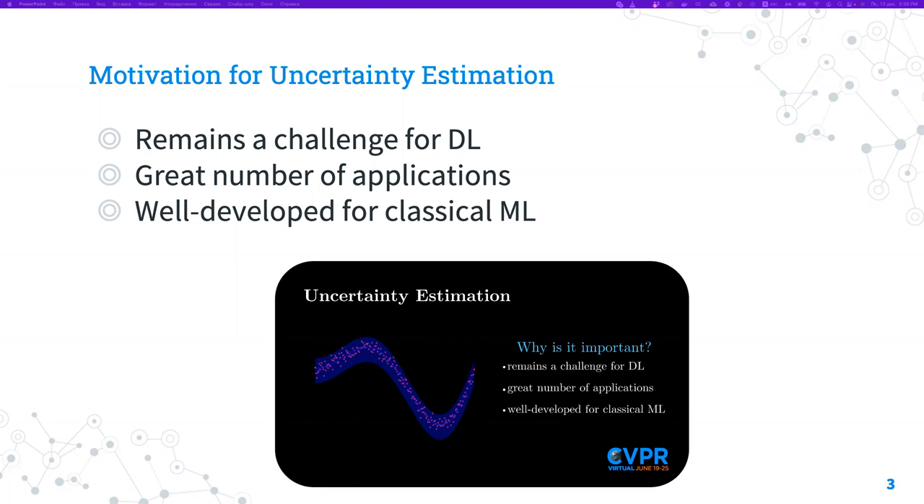So yeah, there are a lot of applications for this. In classical machine learning, there are a lot of methods to do this. Pretty much all of the classical machine learning regression models somehow deal with uncertainty estimation. But for deep learning, the necessity for uncertainty is still here, but it is sometimes very hard to apply existing classical methods to deep learning. That's the reason why a lot of work is being done toward bringing those methods to deep learning, developing new methods, et cetera.